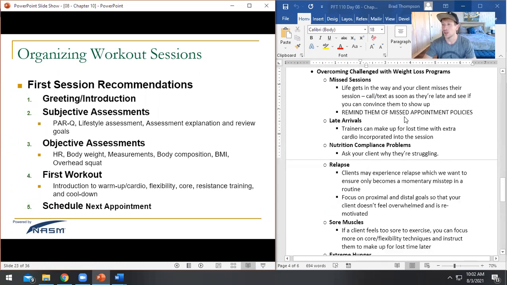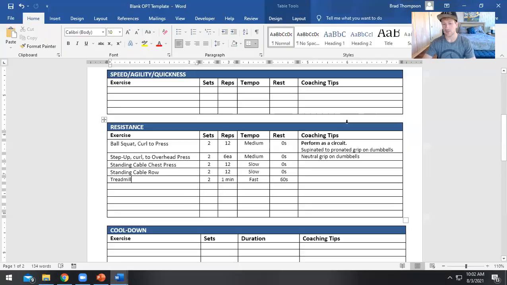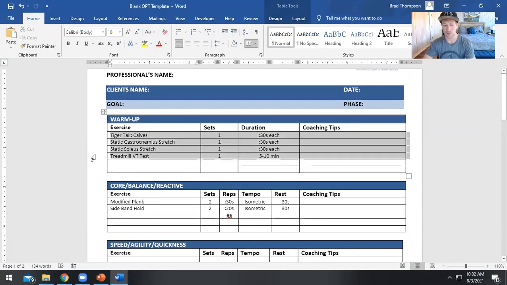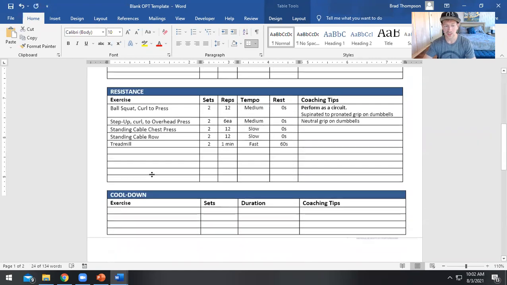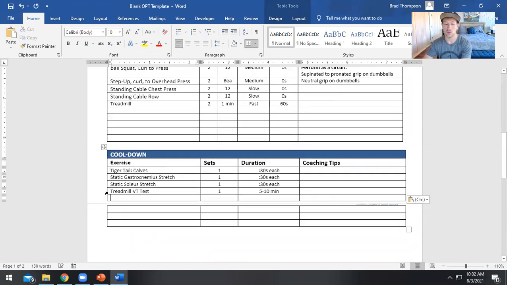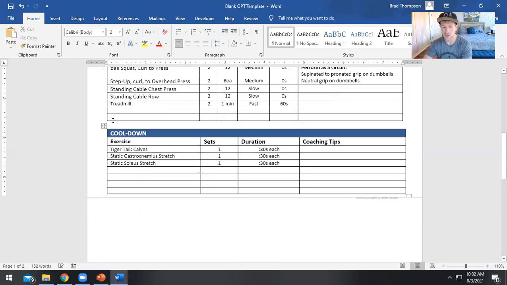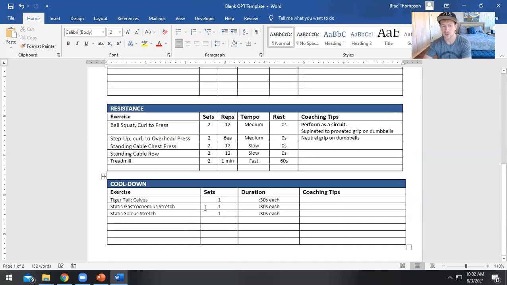Okay, so if we wrote all of this right after, and then we got to fill out our cool down. I'm honestly just going to copy our cool down, but I'm going to remove the treadmill VT test. We already did the little bit of cardio stuff, right? So we don't necessarily need to do that again at the end of our session.